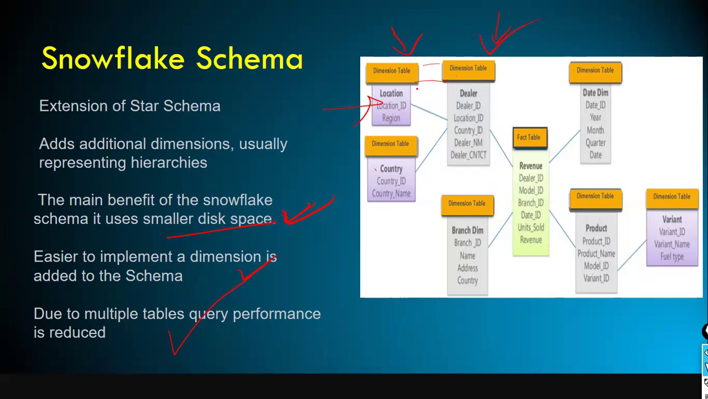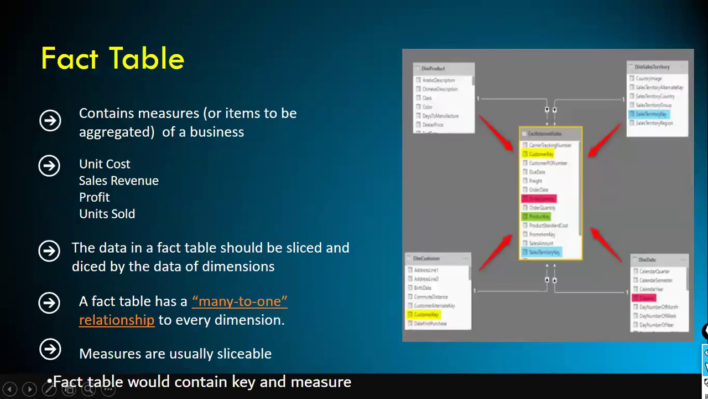So here logically, like I mentioned, under country, each country has multiple locations, and each location has multiple dealers. That's a hierarchy, if you want to create the hierarchy of the reports or something. In that case, it adds additional dimensions, usually representing hierarchies, and reduces the storage space. But the disadvantage is that query performance will be slow. End of the day, the performance should be very good, right? If you want to see a specific report, it should be available reasonably in a matter of 10 or 15 minutes. But if it takes 4 hours, what will happen?